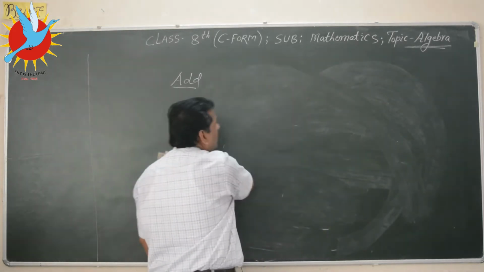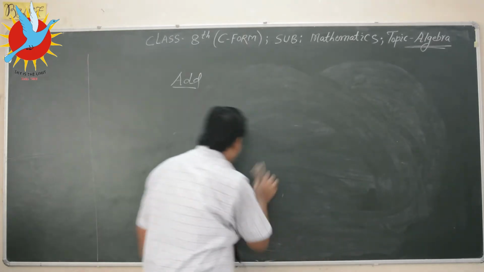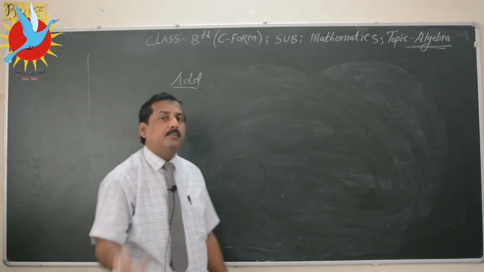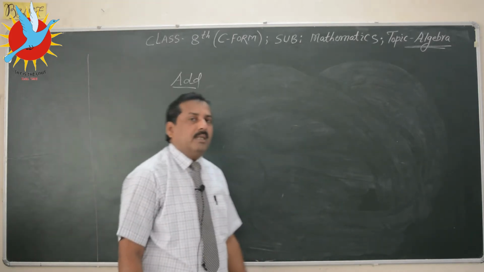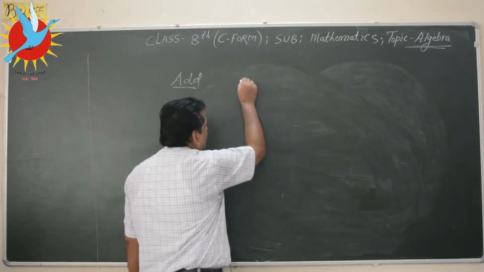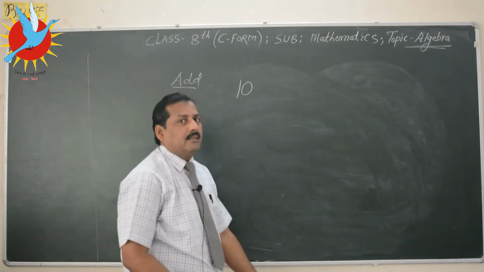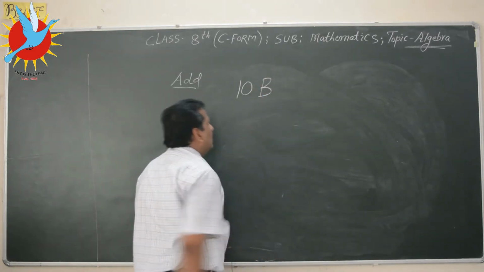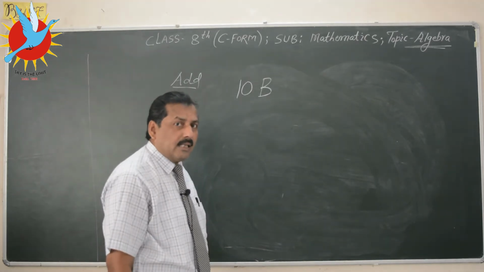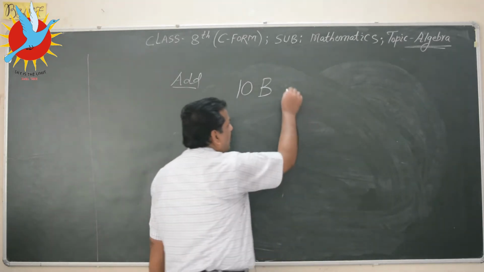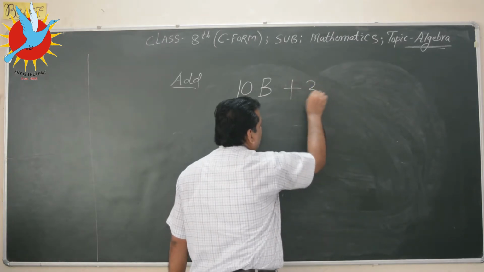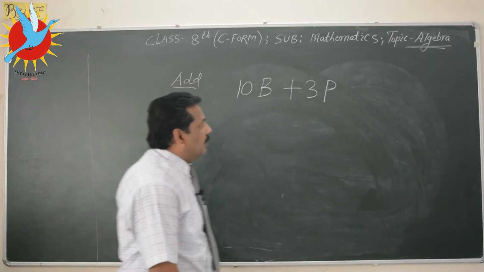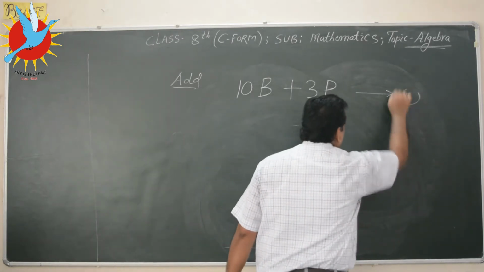So algebra is nothing but translating real life problems by using different notations and symbols. Let us say you have two almirahs. In one almirah you have, suppose, 10 books, and for book let us write one symbol, that is B. So 10B. And in the same almirah you have, let us say, 3 pencils also. So this is 3P. Okay, that is one almirah.